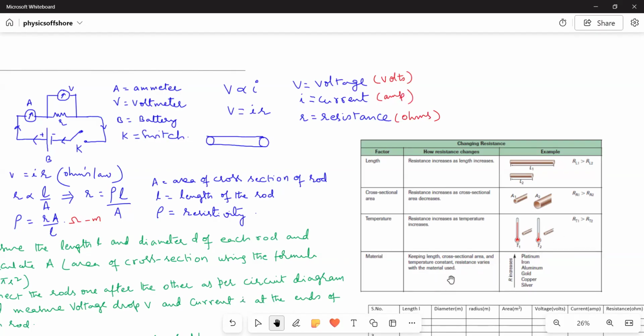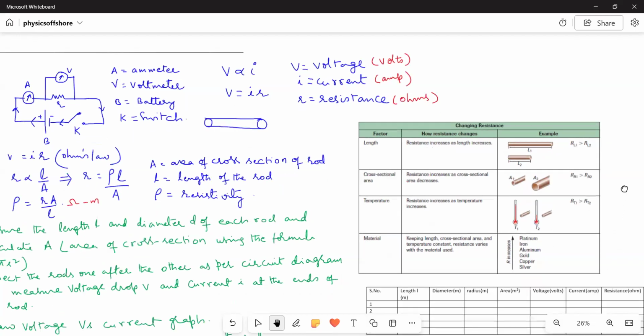And the next one is material. Obviously, the resistance changes from material to material. Okay. So here I kept them in increasing order. Silver has the least, and as we go from silver to copper, gold, aluminum, iron, and platinum, the resistance increases. Okay. So you can zoom in on it and later you can go through it again.